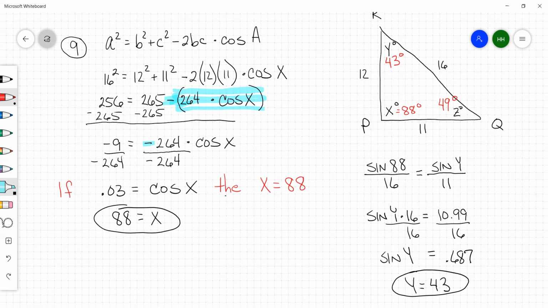Everybody see it? Anybody not see it? Got a question about any of those steps in number 9?